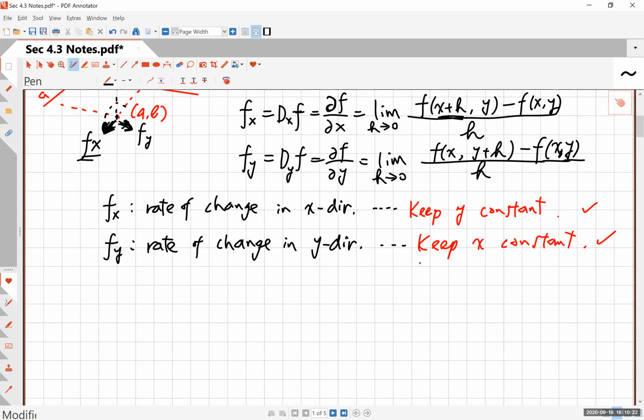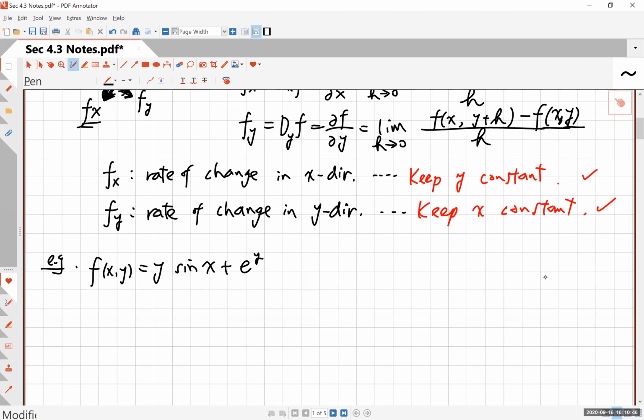What does it mean if this is positive? If this is positive, that means in the direction of x, the f is increasing. If this is negative, that means it's decreasing, and so on. Let me give you an example. f of x, y is equal to y sine of x plus, should I try to make this more exciting? Nah, that's okay, e to the y.